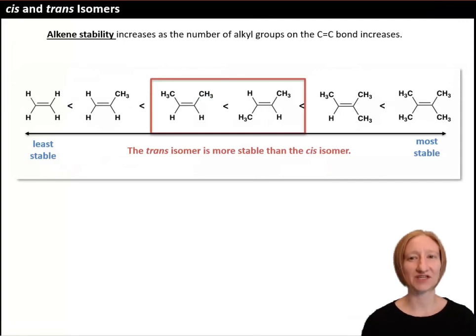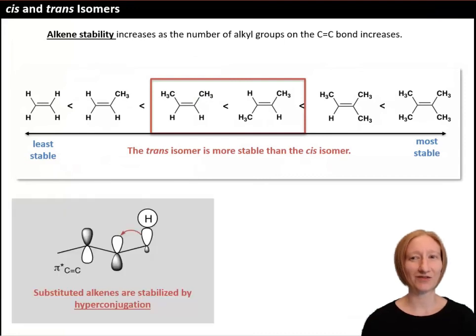And the stabilization that arises from increased substitution comes in part from an orbital interaction that we call hyperconjugation. And all this means is that there's a stabilizing interaction between the anti-bonding orbital of the carbon-carbon pi bond and the adjacent CH sigma bond.